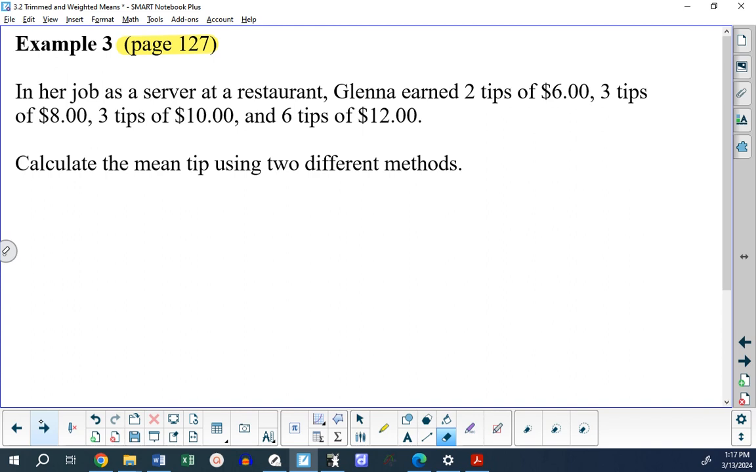So we've done weighted averages, and now we're going to be looking at averages where you have multiple items that are the same. So Glenna is a server in a restaurant. On a particular shift, she had 2 tips of $6 each, 3 tips of $8, 3 more tips of $10, and 6 tips of $12. What's her average tip?